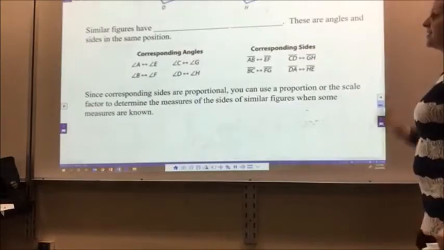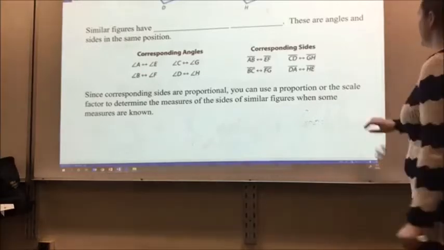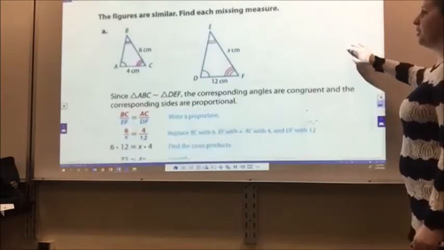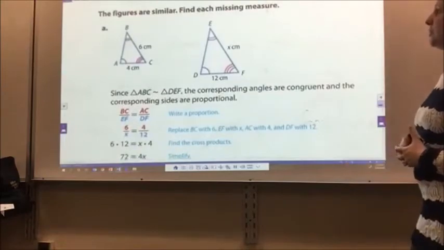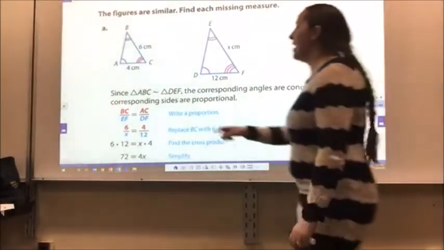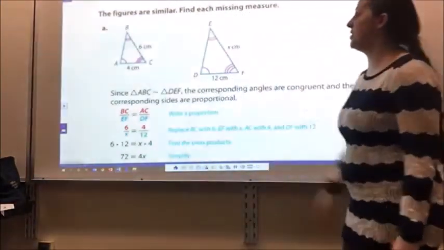Since corresponding sides are proportional, you can use a proportion or the scale factor to determine the measures of the sides of similar figures when some measures are known. So, for example, the figures are similar, find each missing measure. Looking at this, I have 4, 6, 12, and x. So this is what I'm trying to find.